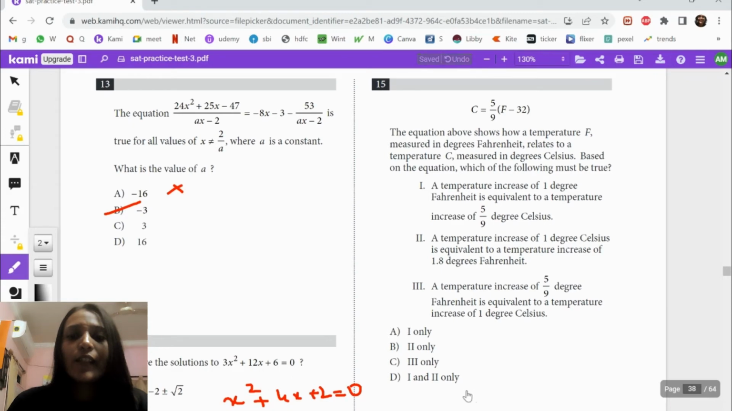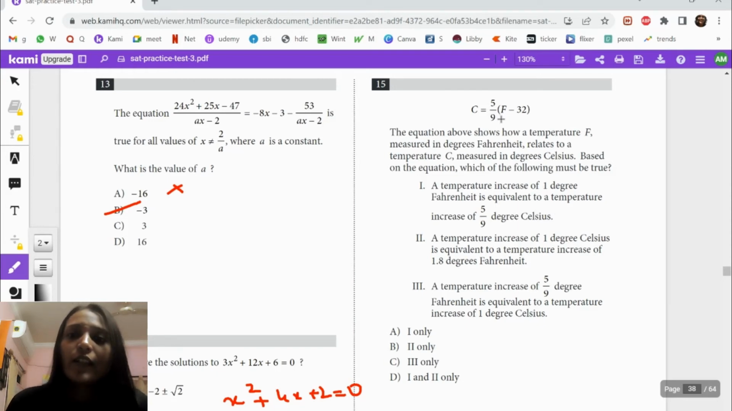Question number 15 says that C is equal to 5 by 9 times F minus 32. The equation is how to convert Fahrenheit to degrees Celsius. Now they've given three statements, which one is true. So a temperature increase of 1 degree Fahrenheit is equal to a temperature increase of 5 by 9 degrees Celsius. So let's test that out.